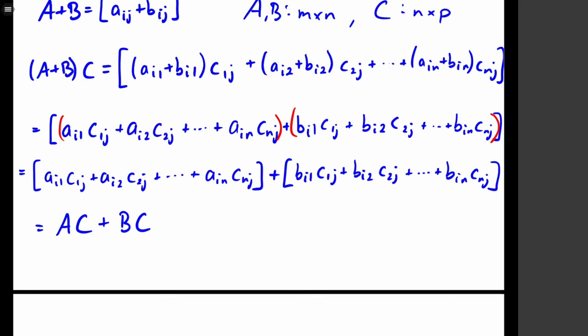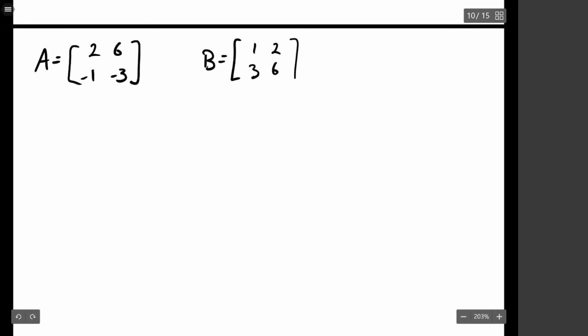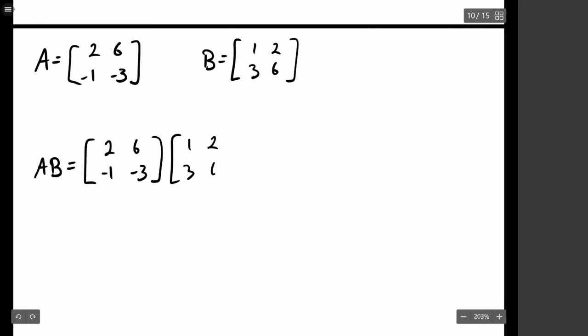Well, let's find out. So let's say A is the matrix 2, 6, minus 1, minus 3. And B is the matrix 1, 2, 3, 6, let's say. All right? So what happens here? Well, let's say we compute the matrix product AB. Right, so 2, 6, minus 1, minus 3 times 1, 2, 3, 6.